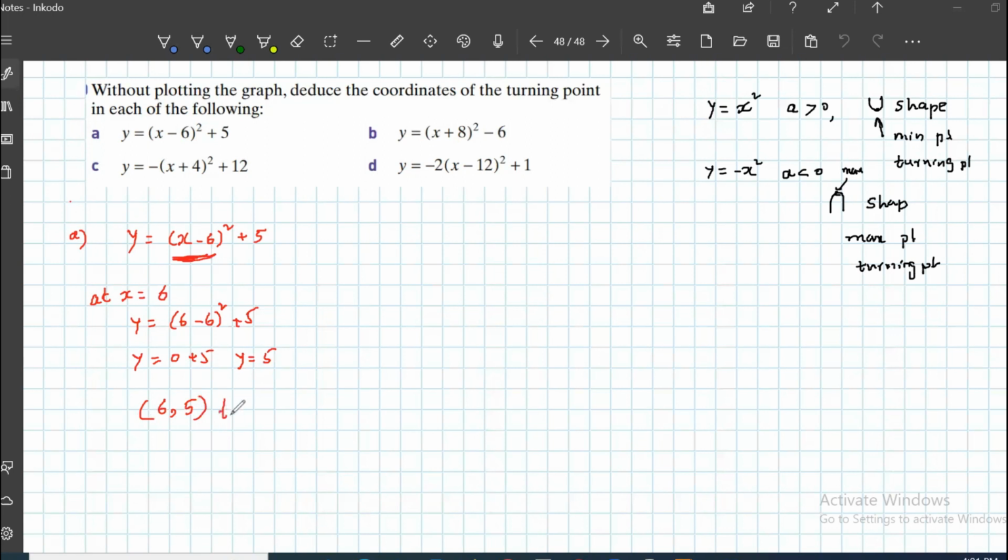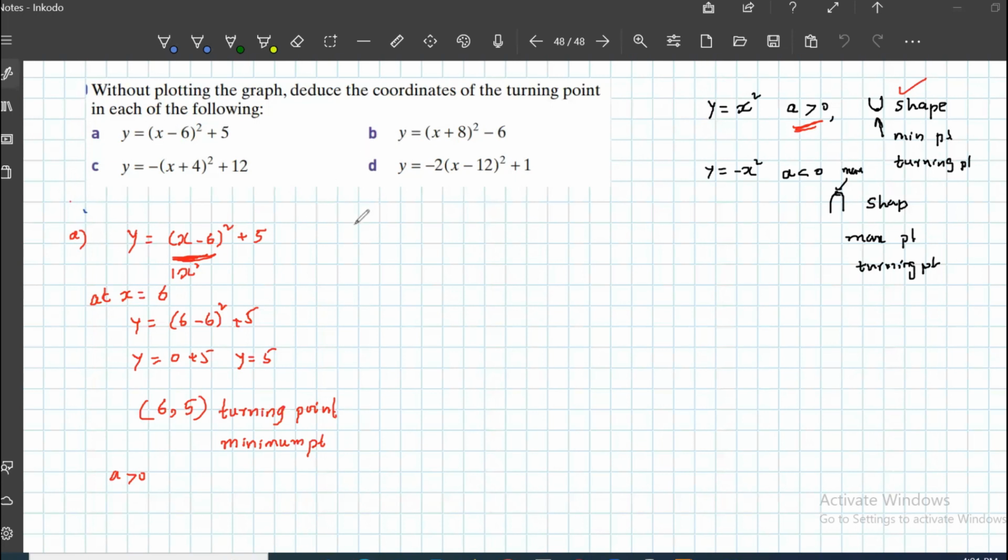We can say that this is the required turning point, and this is the minimum point as well. How do we come to know it is a minimum point? Because once you expand (x minus 6) whole square, we will get x square, and the coefficient of x square is 1, which is greater than 0. When we have greater than 0, we always have a U shape, and if you have a U shape, we have a minimum point or turning point. We check the next one.